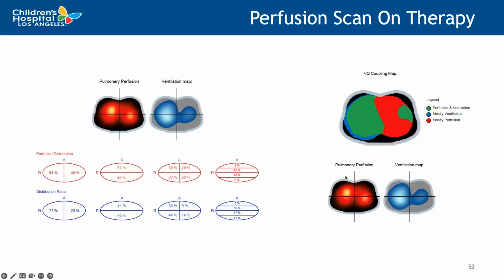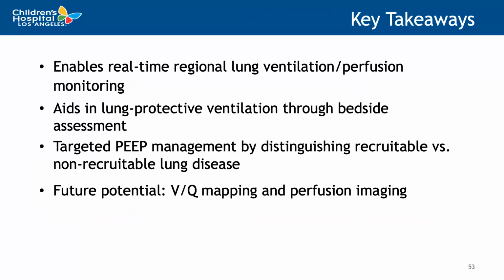So this is, again, a really exciting tool that I'm excited to use in future patients, as I think it can really guide targeted therapy for some of our patients, especially pediatric ICU patients that have severe ARDS and have VQ mismatching. I'd like to end by going over some conclusions from what we've talked about today.